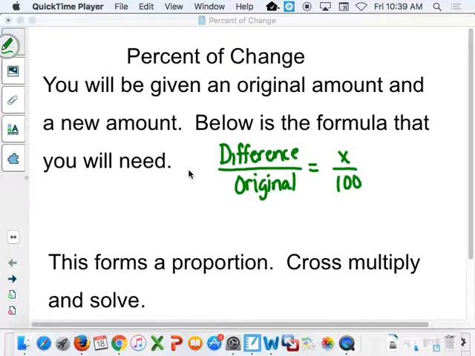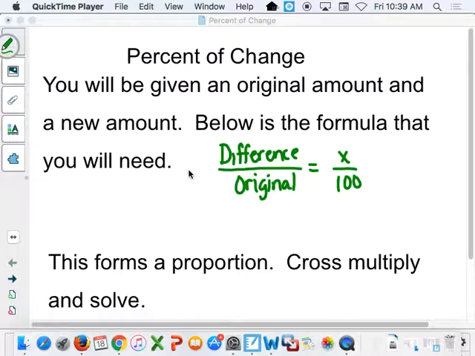Okay, so percent of change, what's going to be happening is you'll be given an original amount, and then that amount is going to change, and so you're going to be given a new amount. And what you want to do is figure out the percent that amount has changed. It's either going to be a percent increase or a percent decrease.